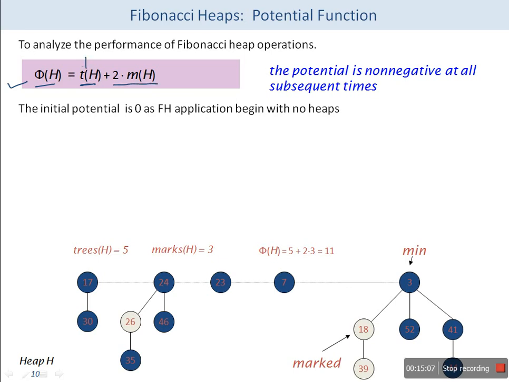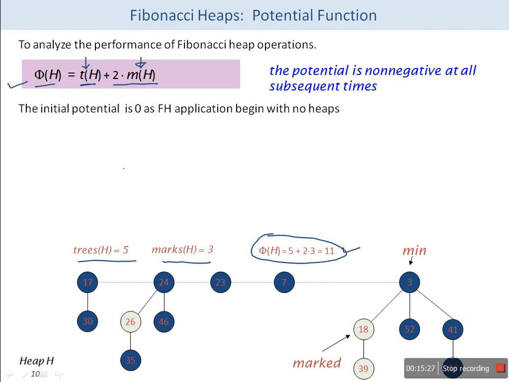So here t of h is the number of trees in the heap, and m of h is the number of marked nodes in the heap. For this example, we have t of h as 5 and the number of marked nodes is 3. So the potential function is calculated as 11. So for this heap, the potential function is 11.